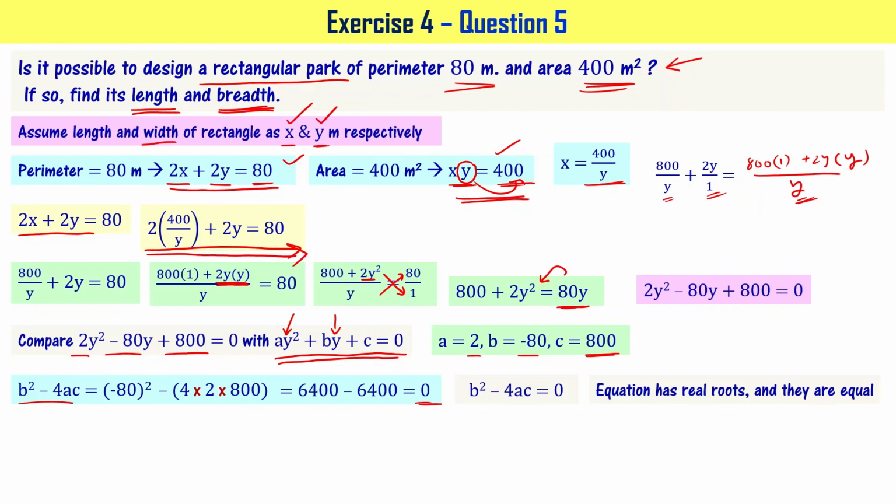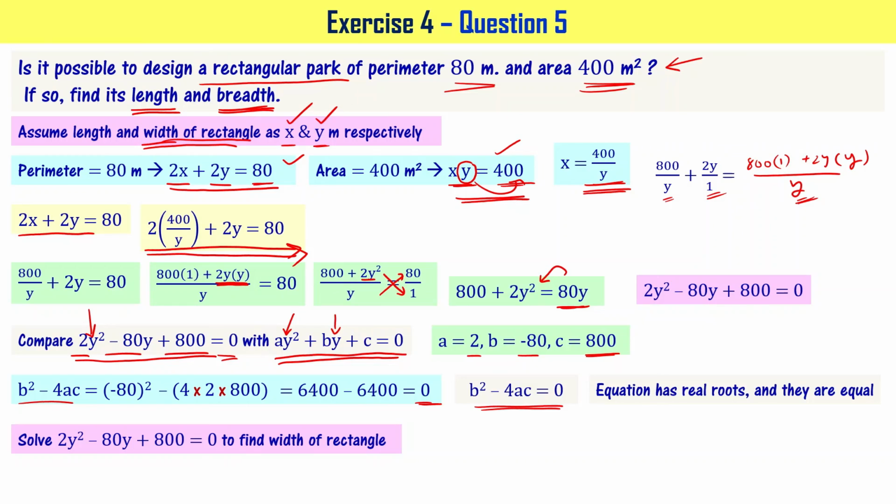When you have an equation like 2y square minus 80y plus 800 equal to 0, and when b square minus 4ac equal to 0, it says that you can find a real value for y, right? Since the roots of the equation are going to be real, the value of y is going to be real, right? It means width of the rectangle is a real number. Once you know width of the rectangle is a real number, you can find length of the rectangle, that is 400 by y, that is also going to be a real number. Then you can say that we can design the park.